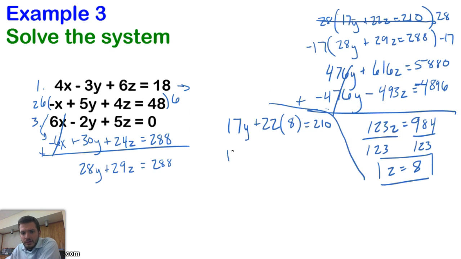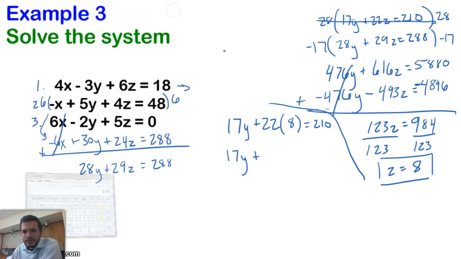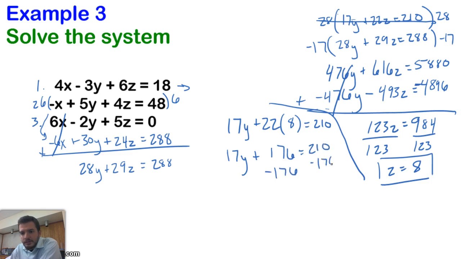All right, so 17y plus 8 times... No, you know what? Sorry, I was going to try to do it in my head, but no reason to waste my time. So 17y plus 176 equals 210. Subtract 176. So 17y equals 210 minus 176, which is going to be 34. So positive 34. Divide by 17. y equals 2.